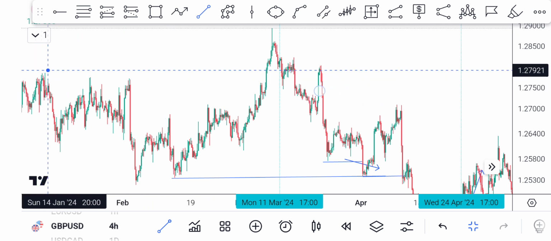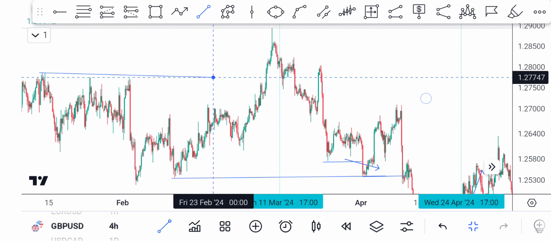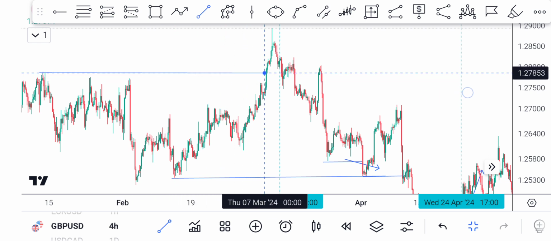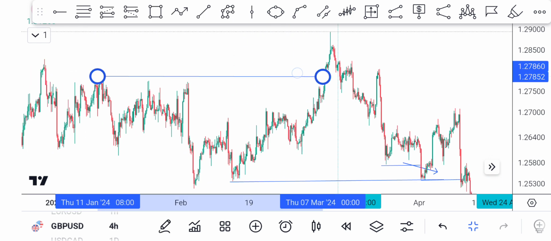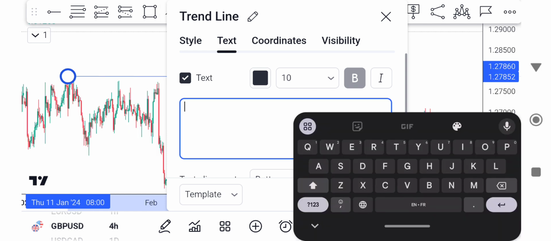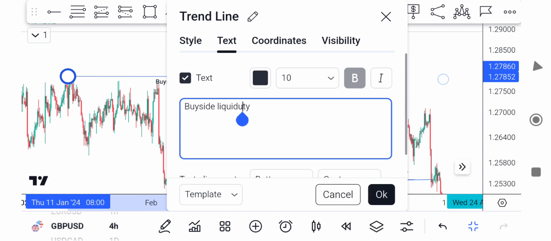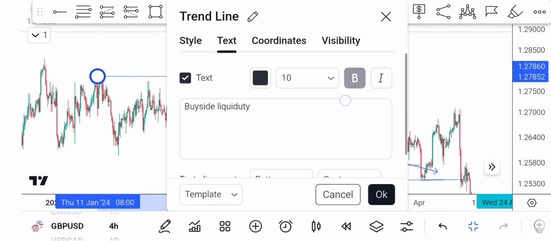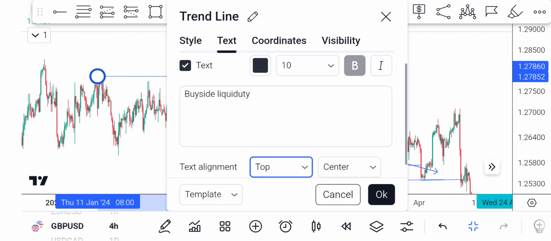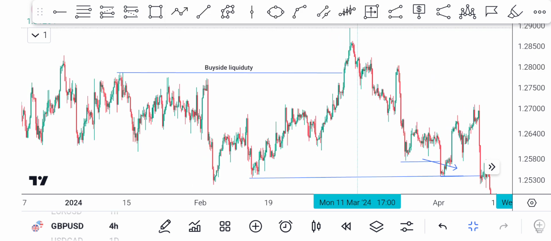Look at these highs over here. These are old highs. Okay, these are old highs, and above old highs, what do we have? We have buy side liquidity. Okay, where we have buy stops resting above there. People who bought their stop losses is over there. Buy side liquidity. There should be a gap. Yes, there should be a gap like this. Okay, I'm going to position it to the top and then center. Yeah, we have buy side liquidity above here.